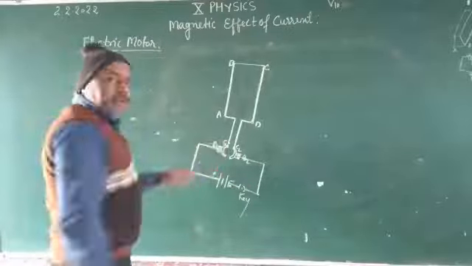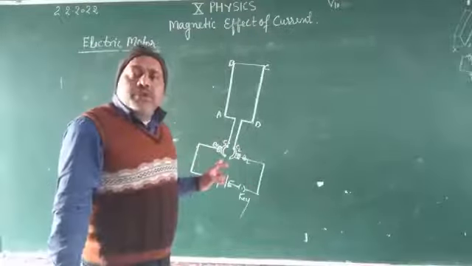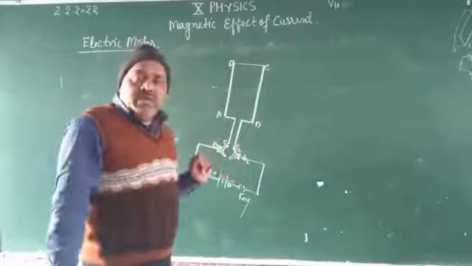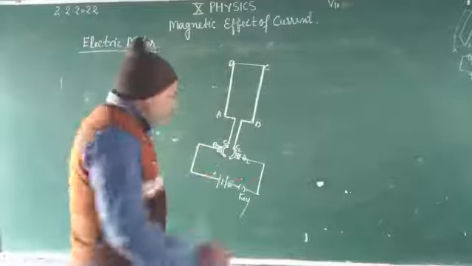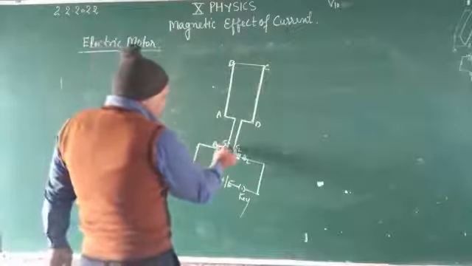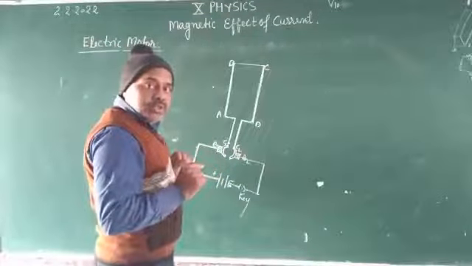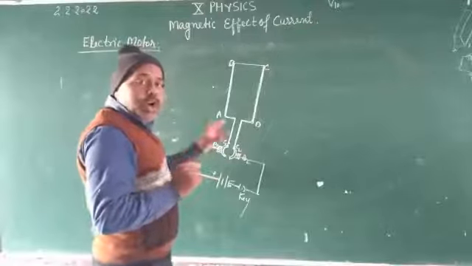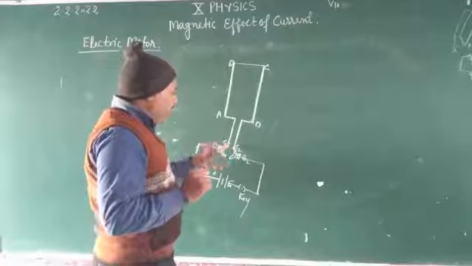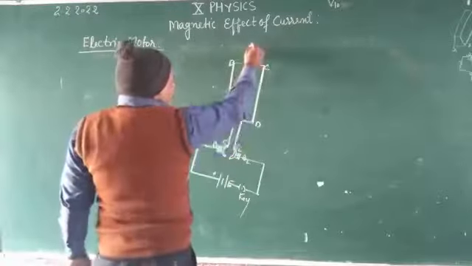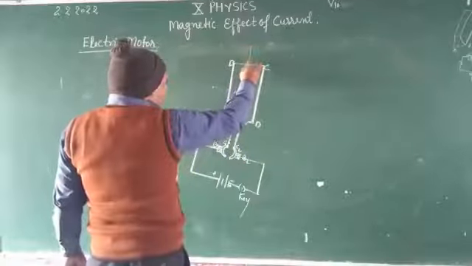Here this is C1, C2. C1, C2 is what? Commutator ring. B1, B2 is what? Carbon brushes. Carbon brushes do not rotate. What rotates here is only the armature and the split ring. This is the shaft.